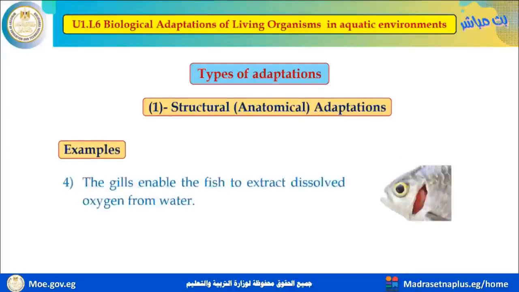Another example, yes, the gills enable the fish to extract dissolved oxygen from water. Look carefully at this faint red part, which is called the gills, and it is found on both sides of the fish's head. The main function of the gills is to absorb or extract the dissolved oxygen from water. So this is also a kind of structural adaptation.